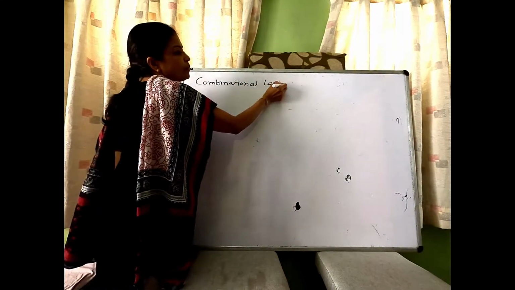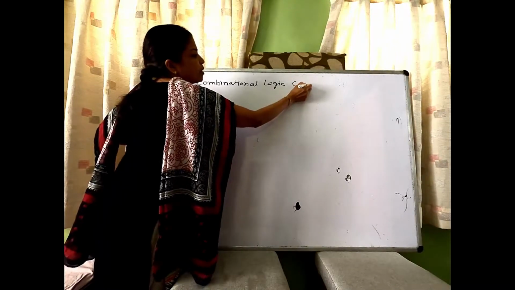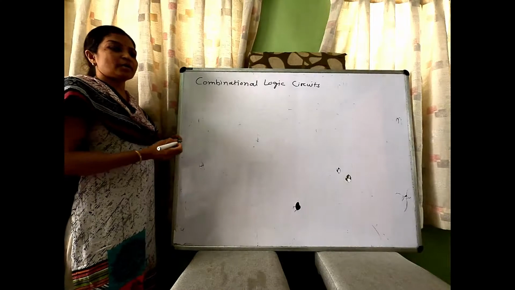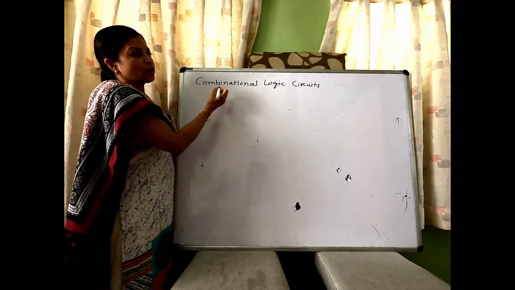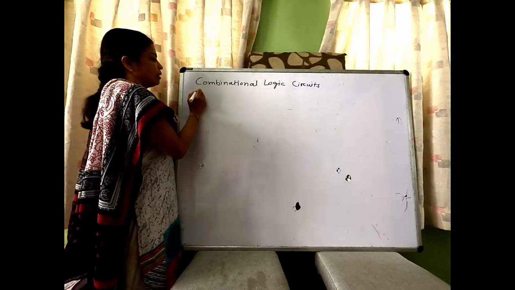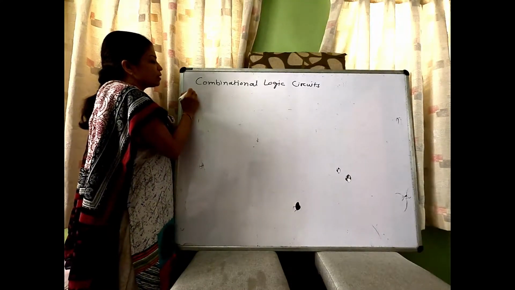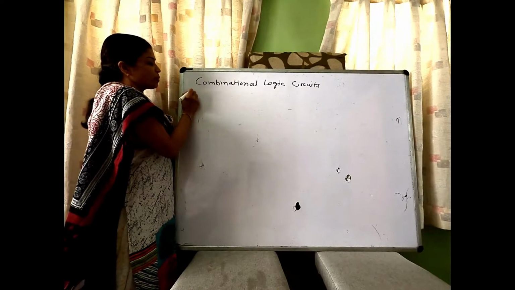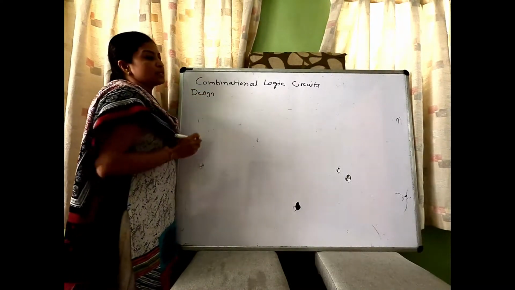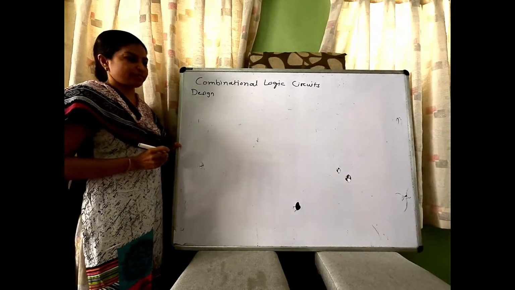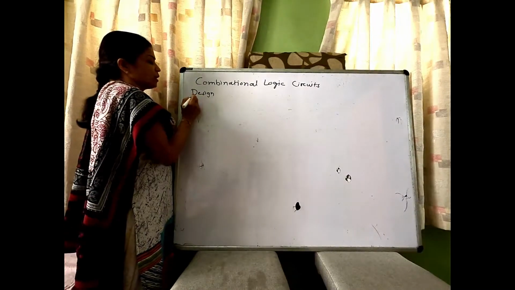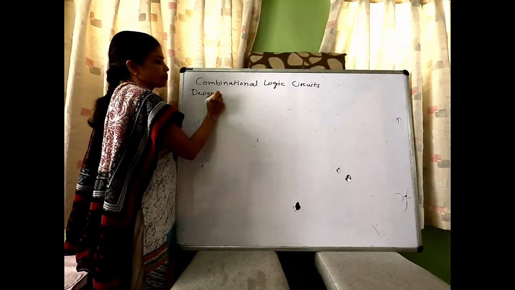As the name suggests, combinational logic circuits have different combinations of different logic gates. Under this, we will learn about the design of combinational logic circuits. In that, first we will see the designing steps.